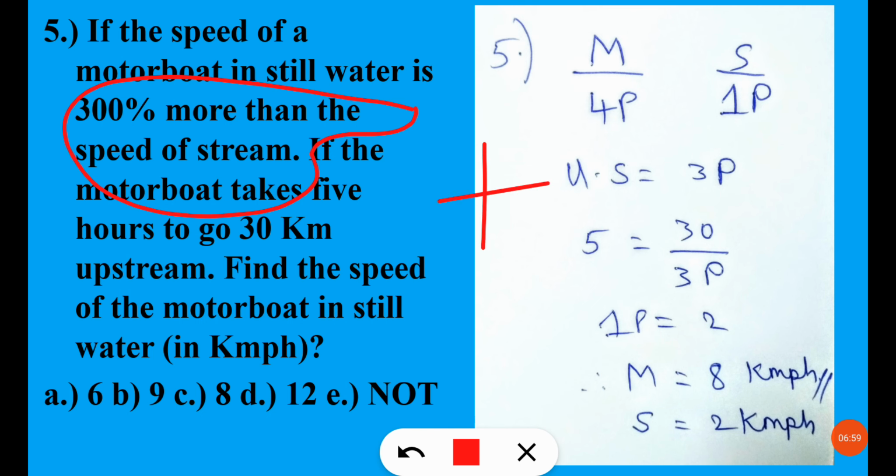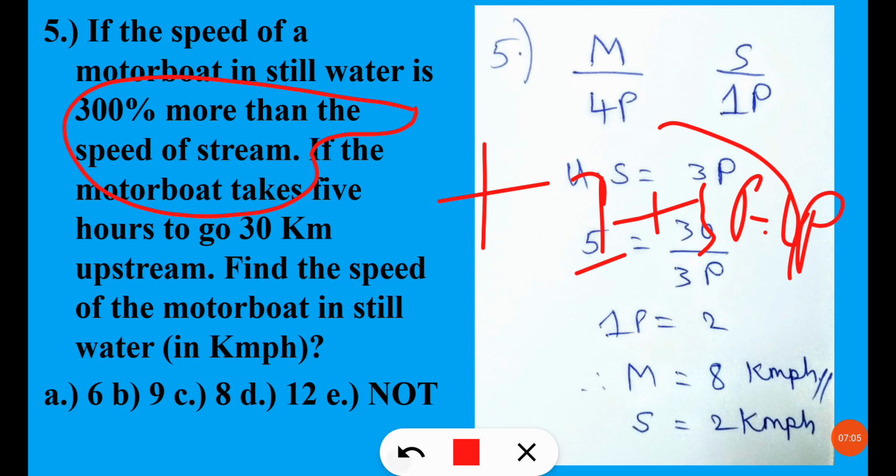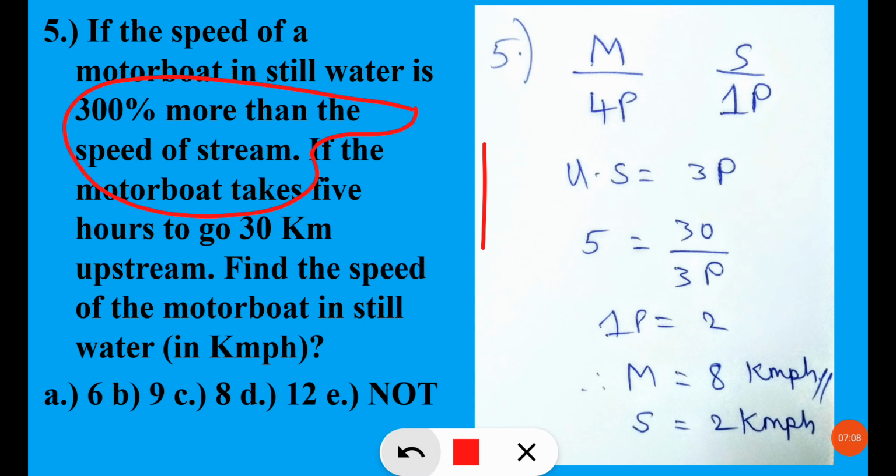It was given as 300% more than the speed of the stream. More means we have to add. That's why 1 part plus 3 parts is equal to 4 parts. This 4 parts is equal to the motorboat speed. I hope you understood the difference between 300% more than the speed of the stream and 300 times the speed of the stream. There is a lot of difference between these two.